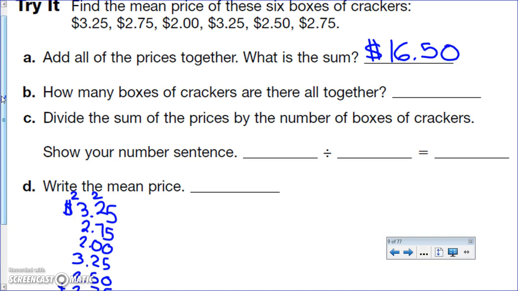For B, how many boxes of crackers are there altogether? We know there are 6. Then we need to divide the sum of the prices by the number of boxes of crackers. We're going to write out the number sentence first. So we need to divide $16.50 by 6.